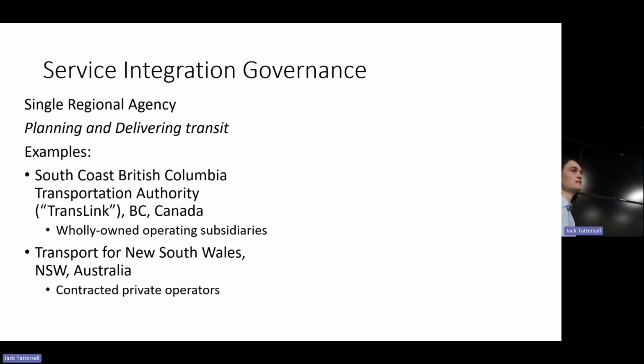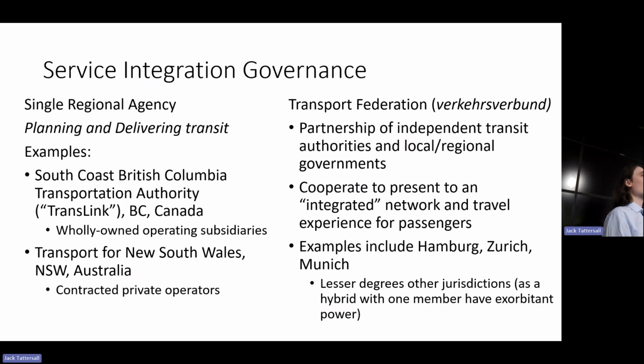So one is you can have a single regional agency that's responsible for planning and delivering and managing all transit in a region, sort of like in Vancouver, you've got TransLink. And then they may contract out the operation of transit services to private firms like Transport for New South Wales does in Sydney, or they may operate it themselves in-house or contract it to wholly owned subsidiaries to actually do the operations. On the other hand, there's something called a transport federation, or in German, Verkehrsverbund, which is a partnership of independent transit agencies and governments that voluntarily cooperate with each other. And that presents what appears to passengers to be an integrated transit network with coordinated schedules and services, but in reality, they remain legally separate independent transit agencies, and that can be more doable in certain areas. Examples of that are in Hamburg and Zurich, among others.